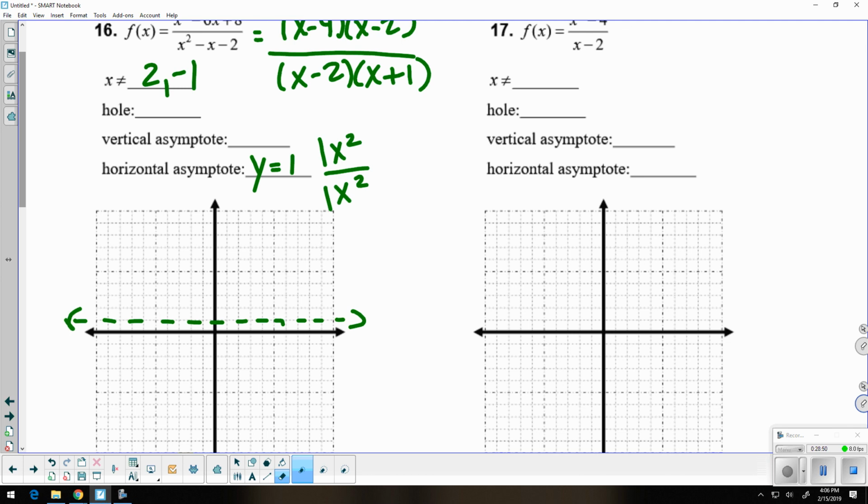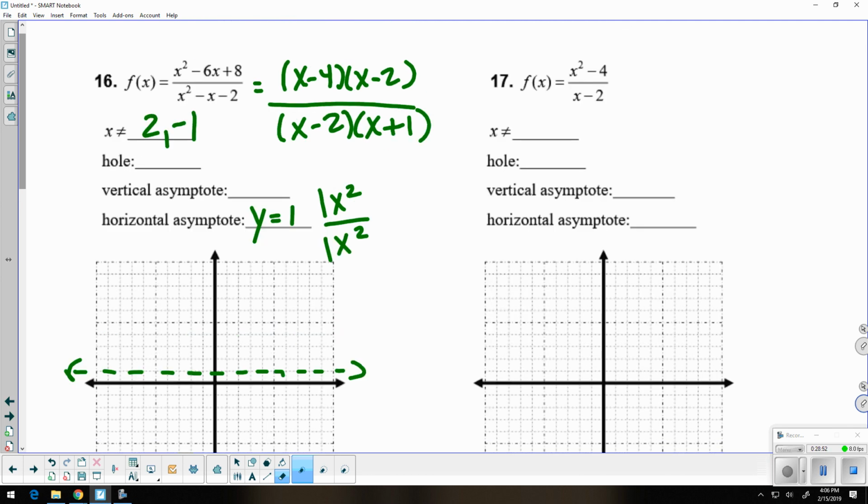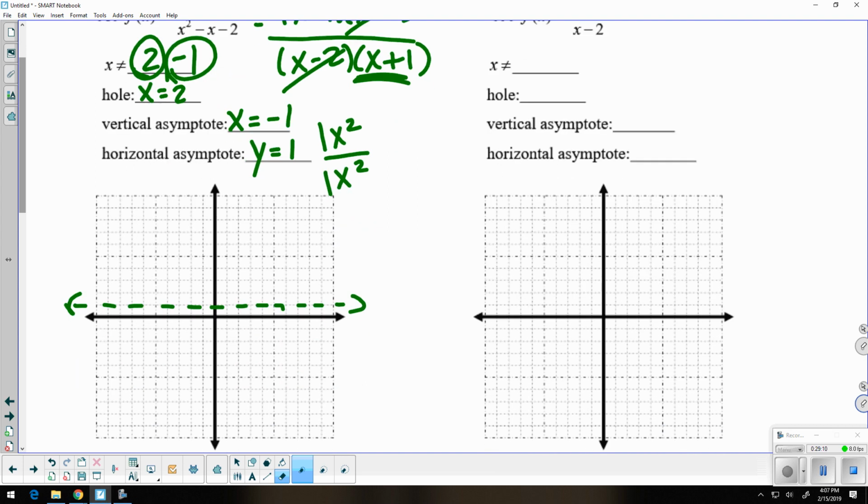Okay, now walk yourself through. Is there a hole in this graph? Yes, there is. These cancel. So at x equals 2, so again, at this undefined value, there's going to be a hole. Is there a vertical asymptote? Yes, there is. This is still left, right? So that's going to be my vertical, which is the other undefined value at x equals negative 1. So if x equals negative 1, now you're going to draw a vertical.